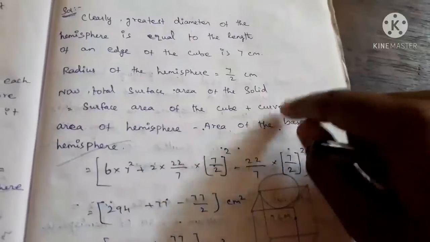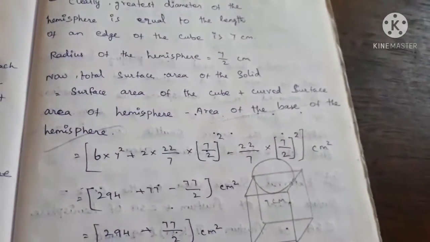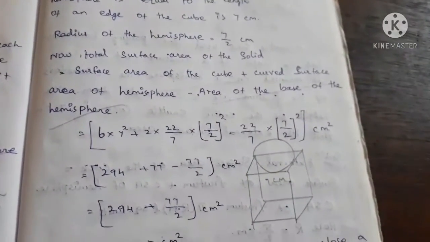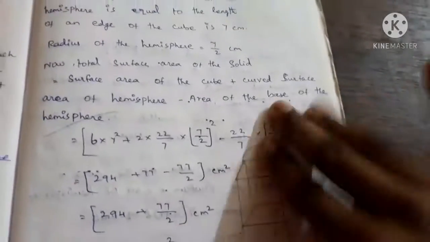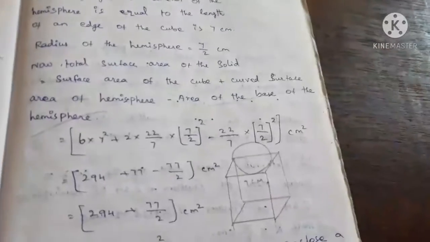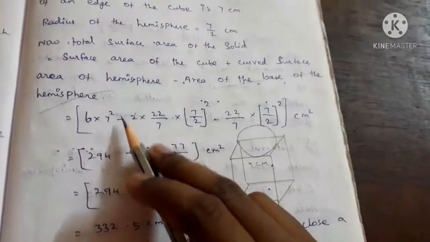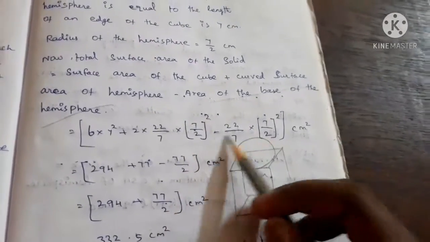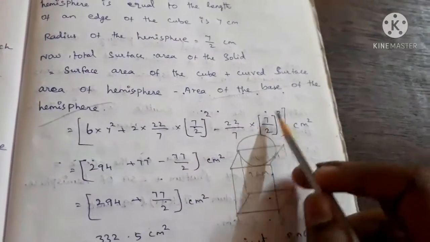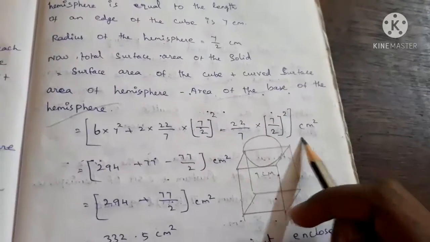Because the curved surface area of the hemisphere is the upper portion and not the lower portion, you should cancel the lower portion. So 6 into 7 square plus 2 into 22 by 7 into 7 by 2 whole square minus 22 by 7 into 7 by 2 whole square centimeter square.